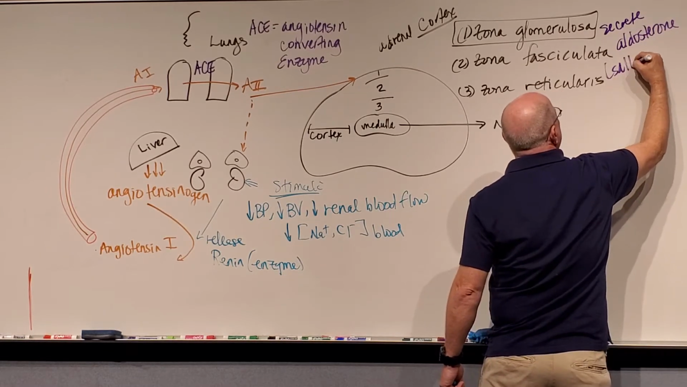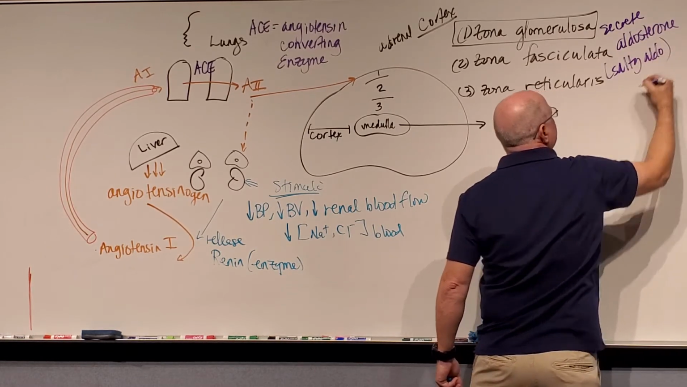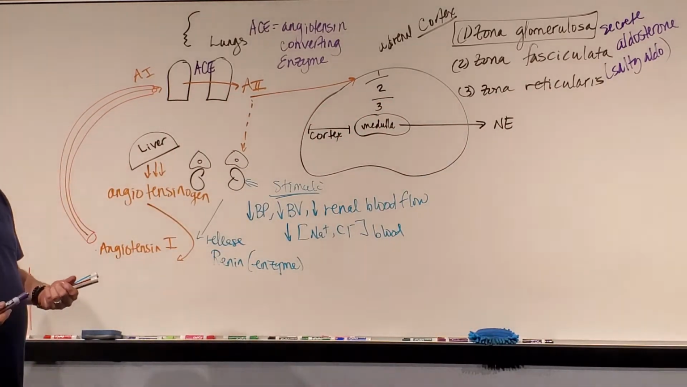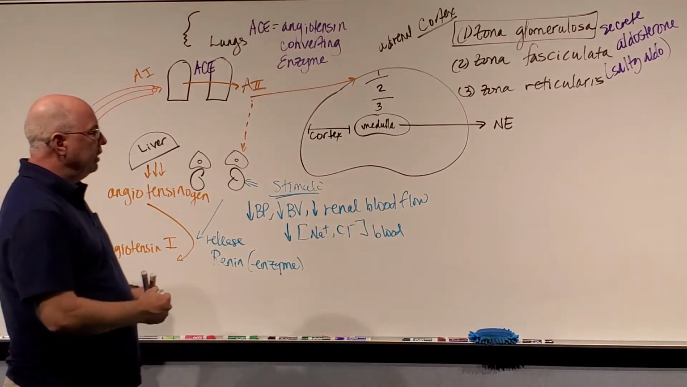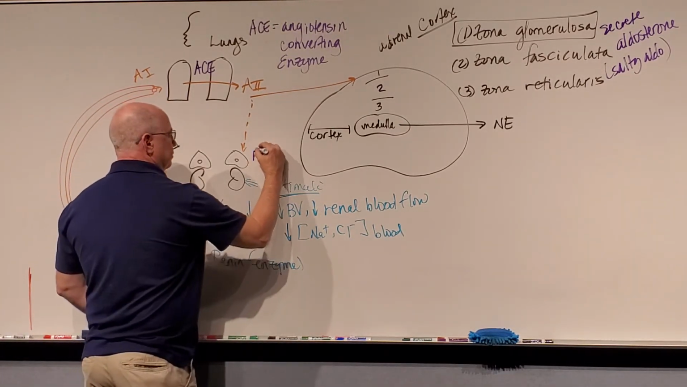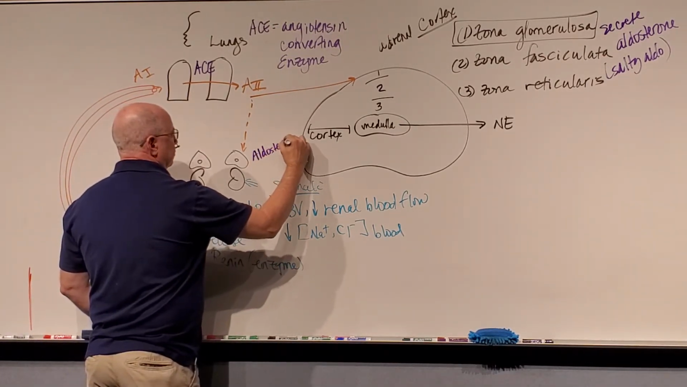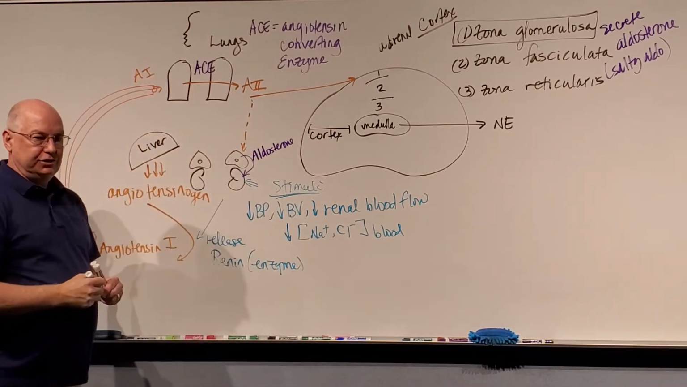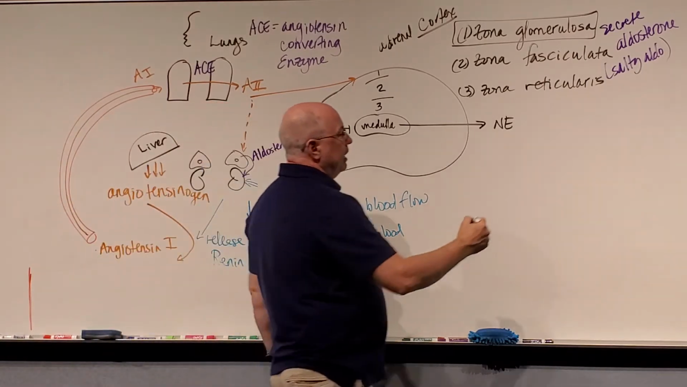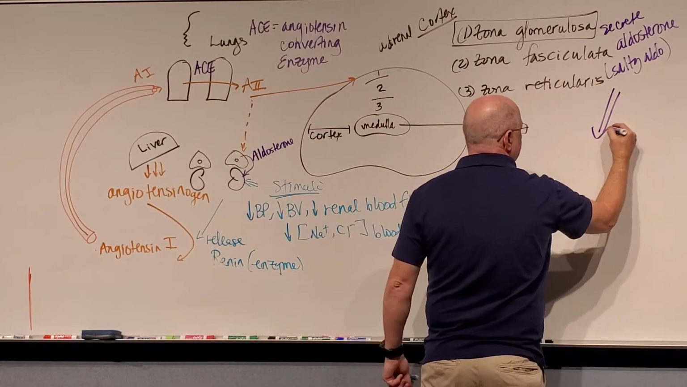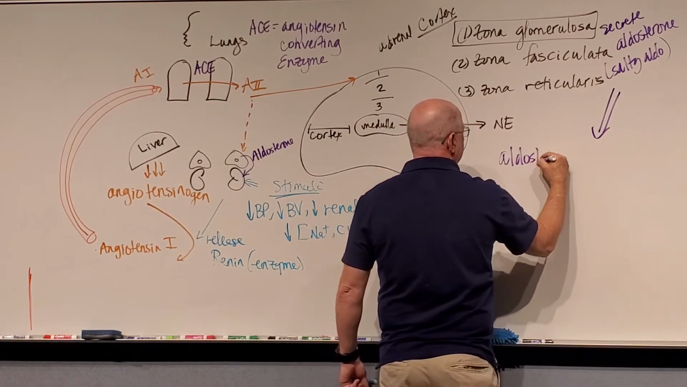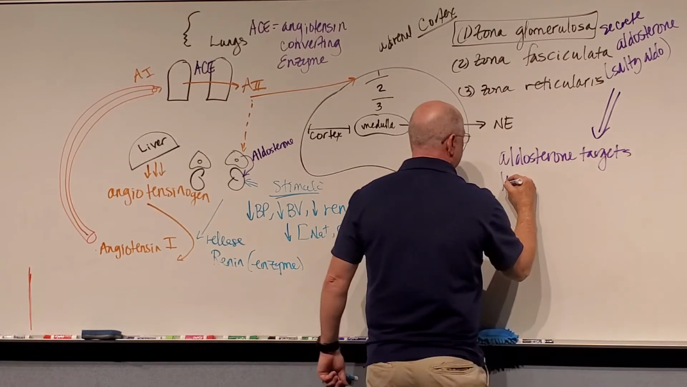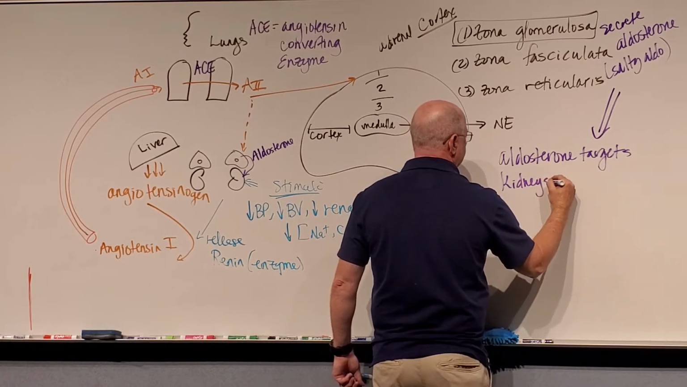or I like to call it salty Aldo. That's my nickname for it, and I'll explain this in a moment. But aldosterone is a hormone. So aldosterone will go from the zona glomerulosa to our kidneys. So now I can say aldosterone targets the kidneys.